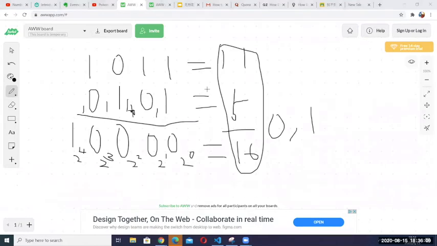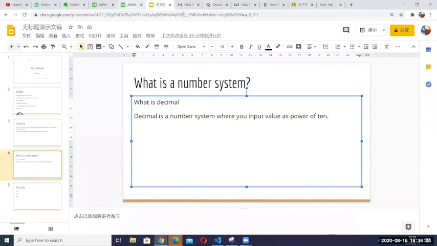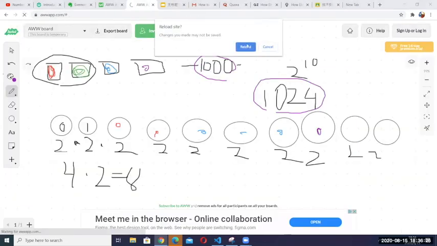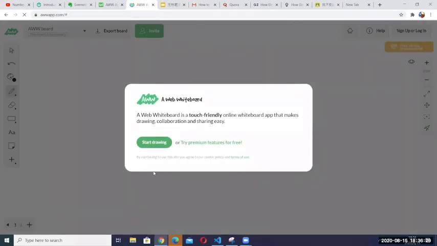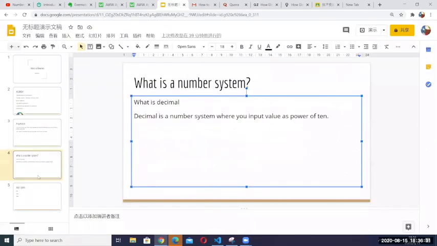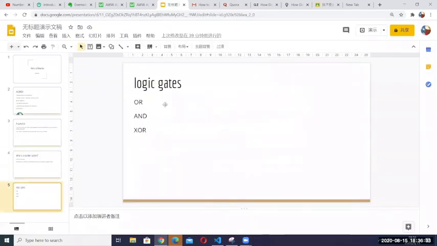Now we're going to get to some interesting part, because if you're a computer, you're certainly not going to do calculation like this, because you're not a human, right? And where's my slide? Open another instance. We're going to cover logic gates.